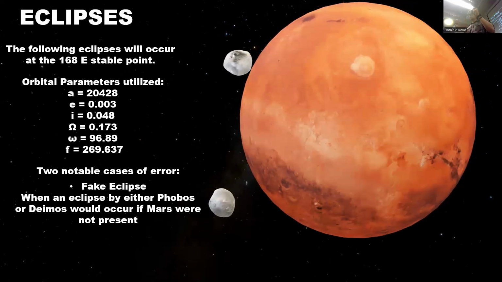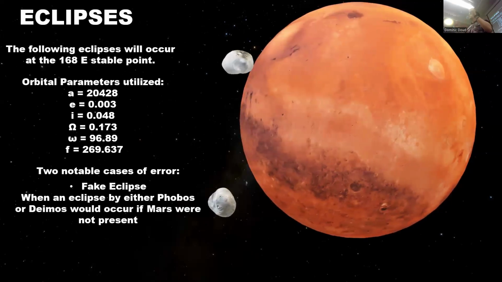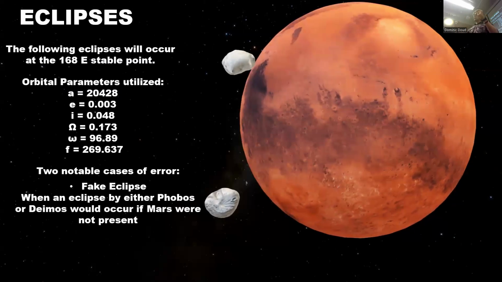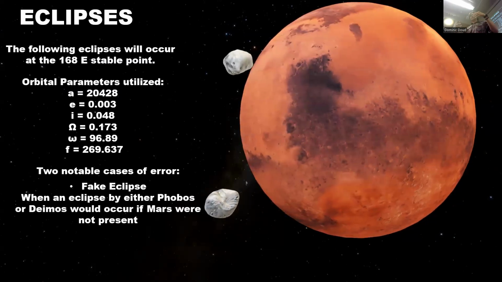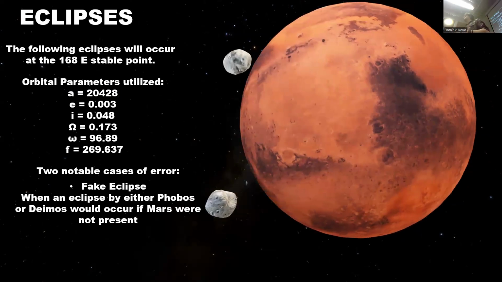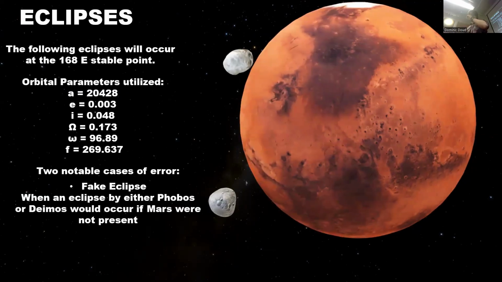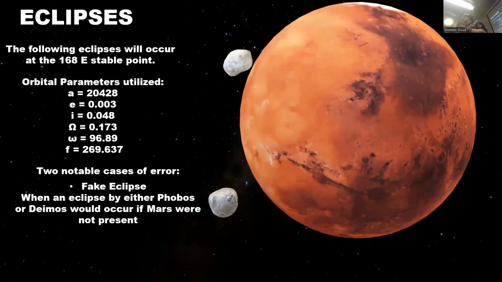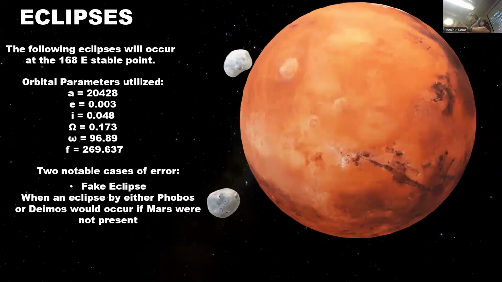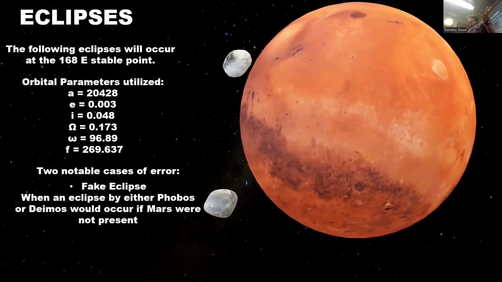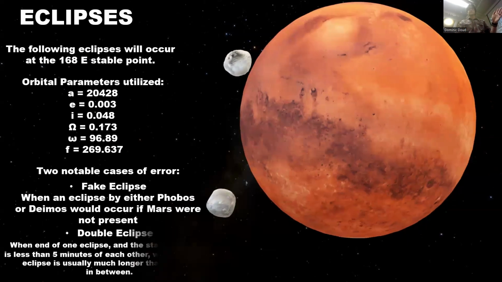And that eclipse would only occur if Mars wasn't there. So moon, Mars, satellite, aka the moon eclipse, is only occurring during a Mars umbral eclipse. So if Mars wasn't there, it'd be eclipsed. It eclipsed the sun. But since Mars is there, it's obviously not going to eclipse the satellite. It's already being eclipsed by Mars. It's a mouthful. So we call it a fake eclipse, and we take care of those. We get rid of this.